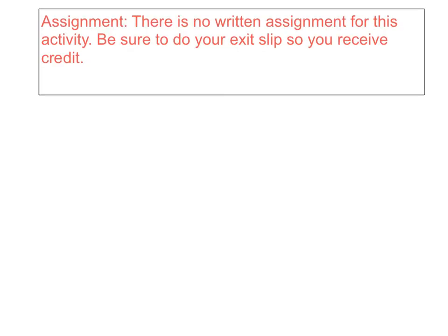There is no written assignment for this activity. Be sure to do your exit slip so you receive credit for viewing the lesson.